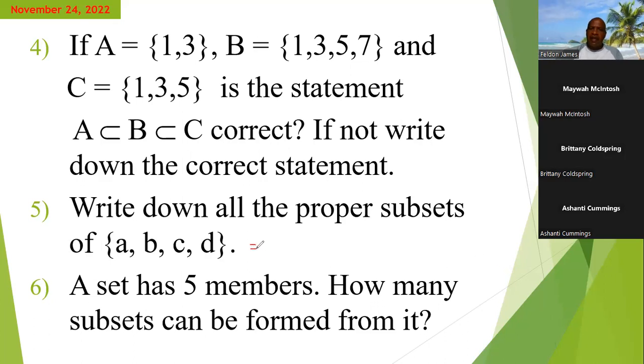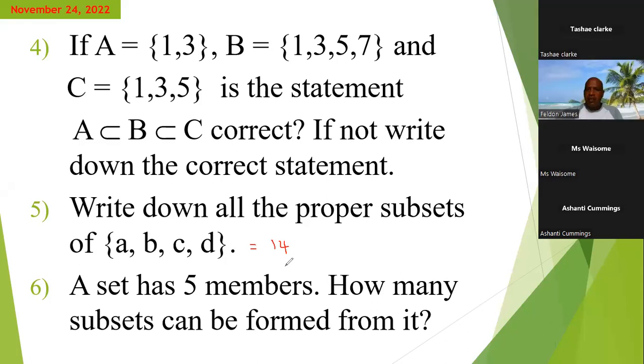So the answer is actually 14. Why is it 14? Because the set itself and the null set are improper subsets. So if you have 16 subsets, and 2 of them are improper, then the rest are proper, right? Does that clear up any confusion about it, Ms. Wasom?